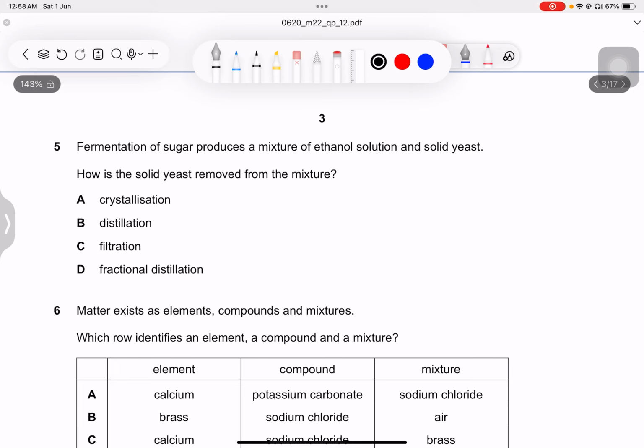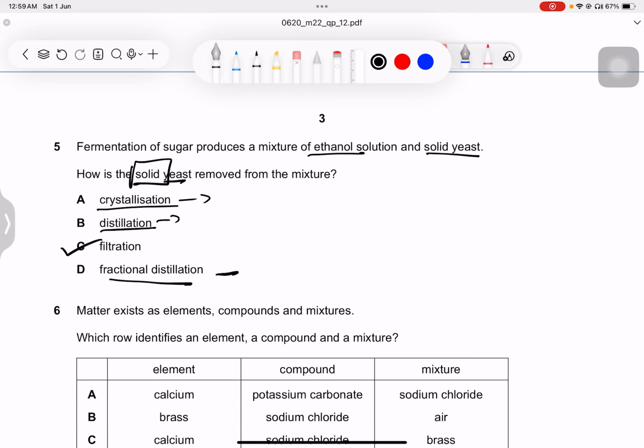Next, fermentation of sugar produces a mixture of ethanol solution and solid yeast. How is the solid yeast removed from the mixture? So the solid yeast is insoluble, which is why filtration takes place because distillation is used to get the water from a solution, and crystallization is to obtain a soluble salt. Fractional distillation is done according to boiling points and is done when separating two or more liquids.